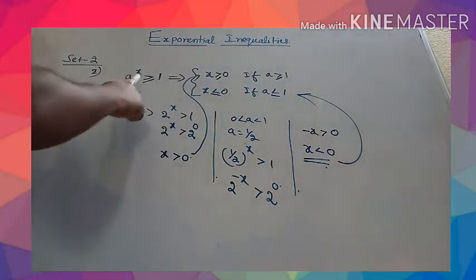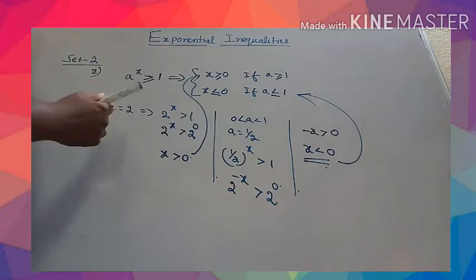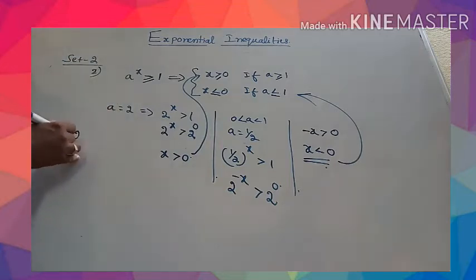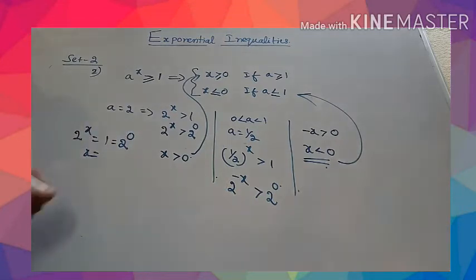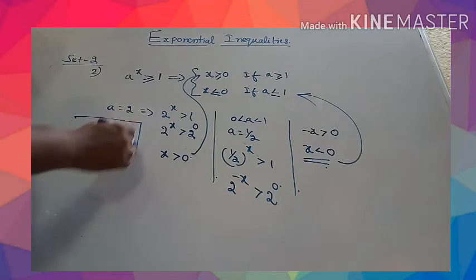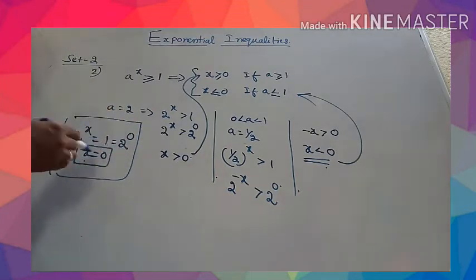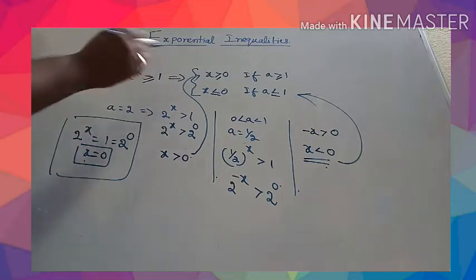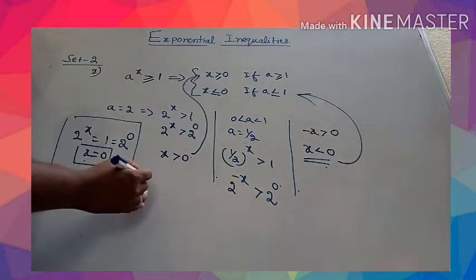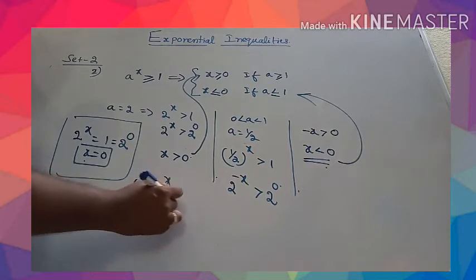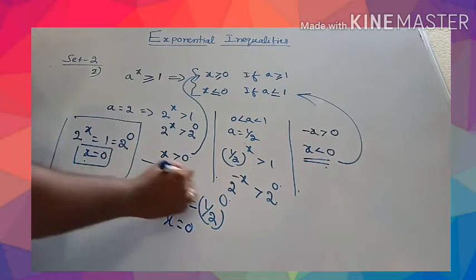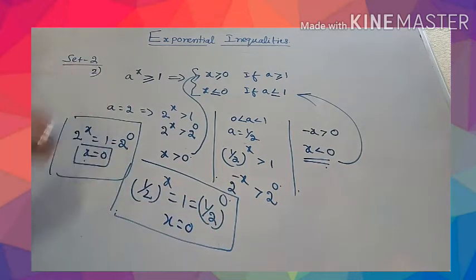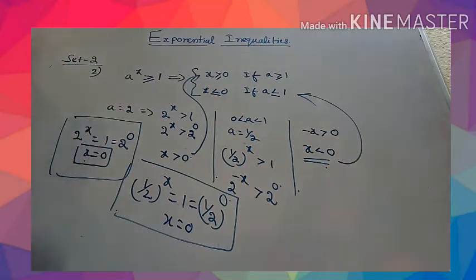In these cases, equality is obvious. When 2^x is equal to 1, that means 2^x equals 2^0, so x equal to 0 is also included. x is equal to 0 is included in both the cases. Similarly, (1/2)^x is equal to 1 happens when (1/2)^0, that means x is equal to 0. The second case in set 2 is answered like this.